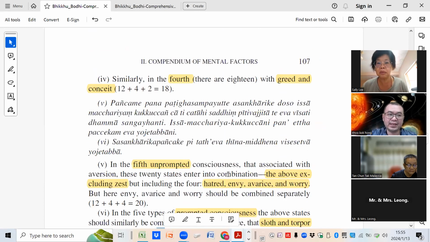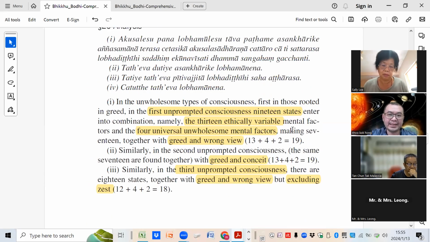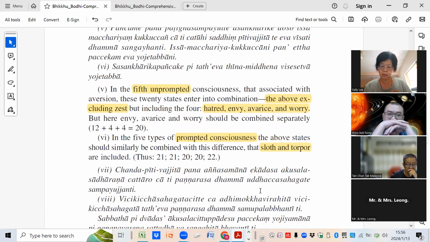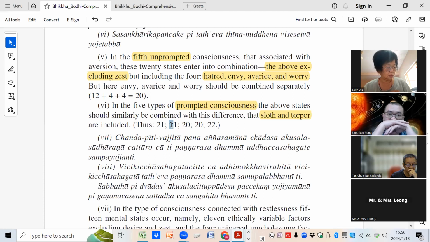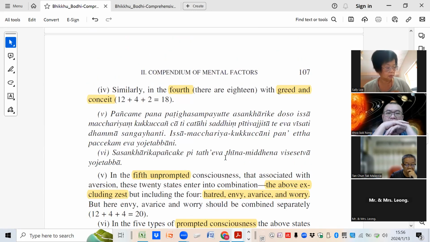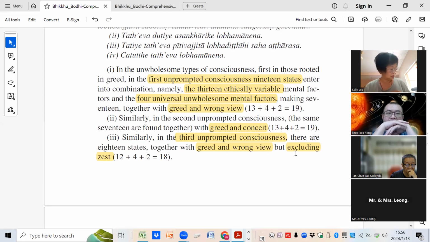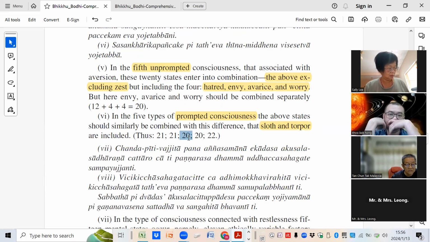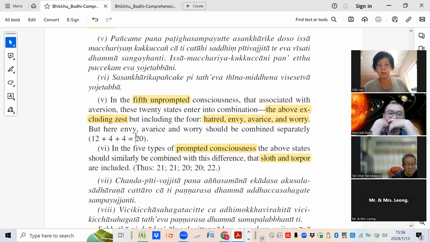Because in the very beginning, it is unprompted. Unprompted meaning to say that it is with the absence of the sloth and the torpor. Now we count all the prompted, so we add 2 inside here. So 19 again, Junta. 19 add 2 is 21. Yes. Then we go to the third unprompted, which is 18. So we add 2, become 20. Then again, all this is the same. 20. We add 2 more, we become 22.